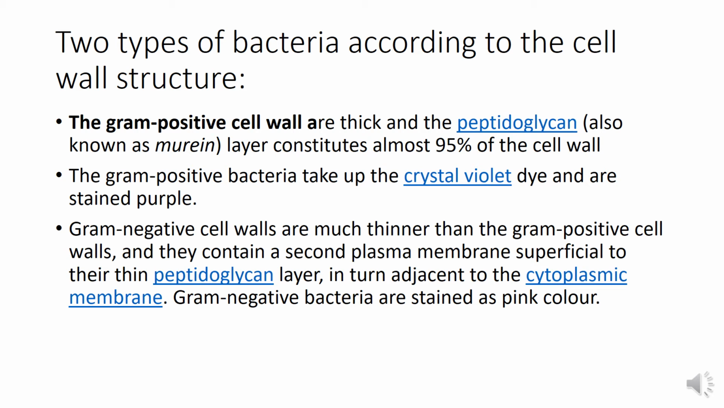The gram-negative cell wall is much thinner than the gram-positive cell wall, and it contains a second plasma membrane superficial to its thin peptidoglycan layer, in turn adjacent to the cytoplasmic membrane. Gram-negative bacteria are stained pink.